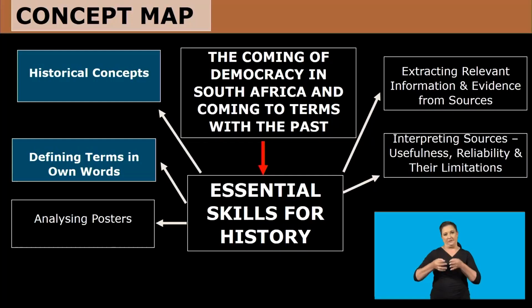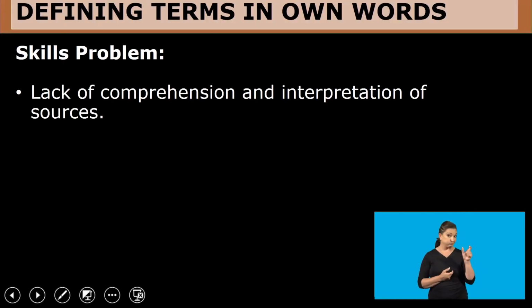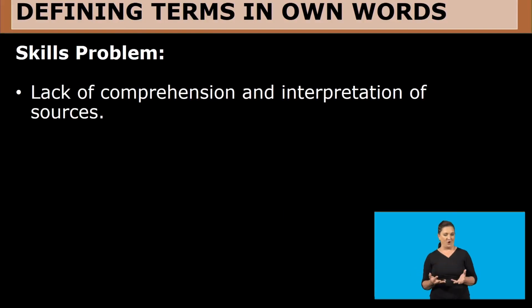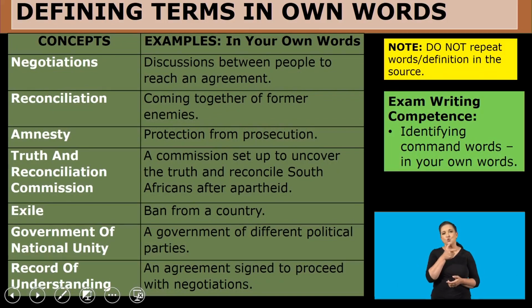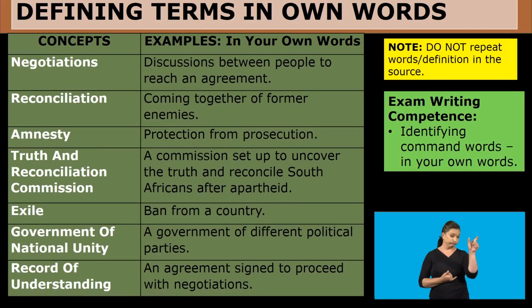So the next thing we're looking at is defining those terms in your own words. So that comes with comprehension of sources and being able to interpret those sources so that you're able to define those terms in your own words. So you'll find that these concepts that I've already looked at, like negotiations, reconciliation, and all that, the terms will be given, the meanings will be given, but then you should be able to then give them in your own words. Please make sure that you do not repeat the words that are given in the source or that are found in the textbook. They should be in your own words.